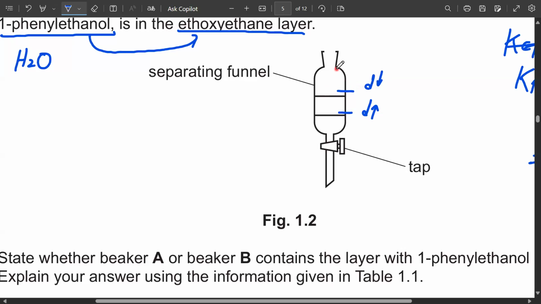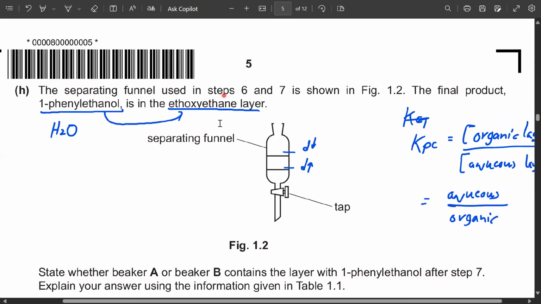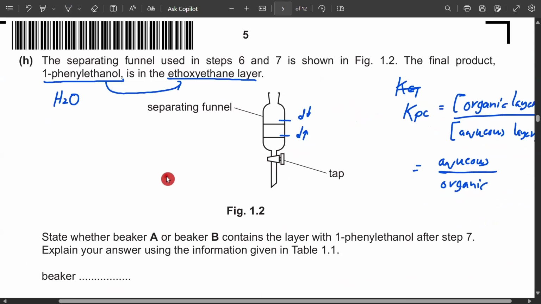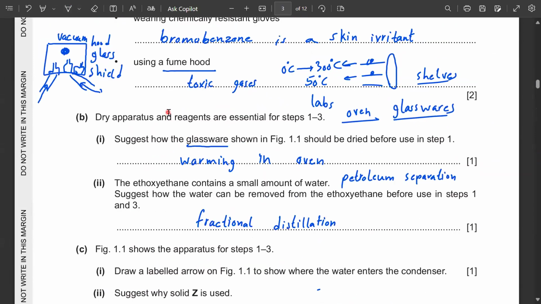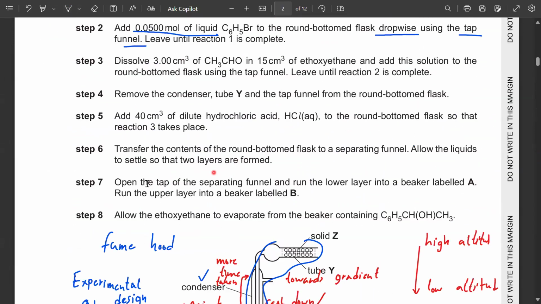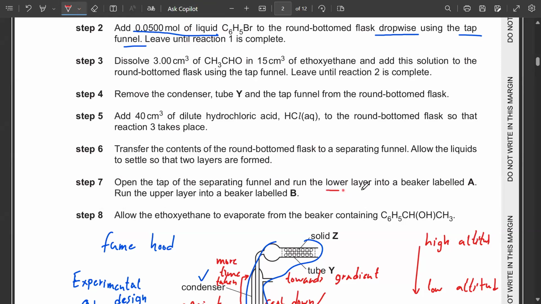Now they are asking us to find whether it is beaker A or beaker B. There were two beakers used. I will go back to the steps and see what they put in beaker A and what they put in beaker B. So here: open the tap of the separating funnel and run the lower layer into the beaker labeled A. Okay, now the lower layer is in beaker A, and the upper layer is in beaker B.